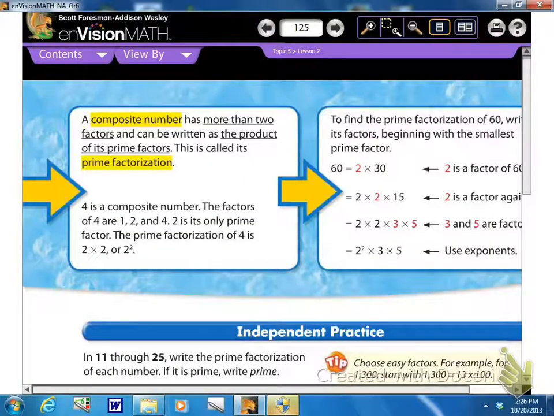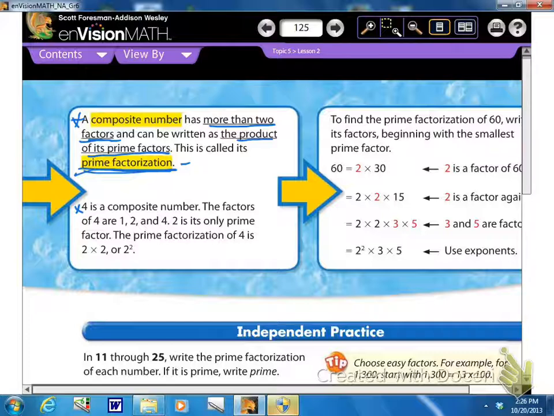Alright, looking on page 125, they have composite numbers. A composite number has more than 2 factors. Okay? And we could write a composite number as the product of its prime factors. This is called prime factorization. So this is what you're going to be doing today. You're going to find the prime factors of a composite number, and we're going to write that down, and that's called prime factorization.